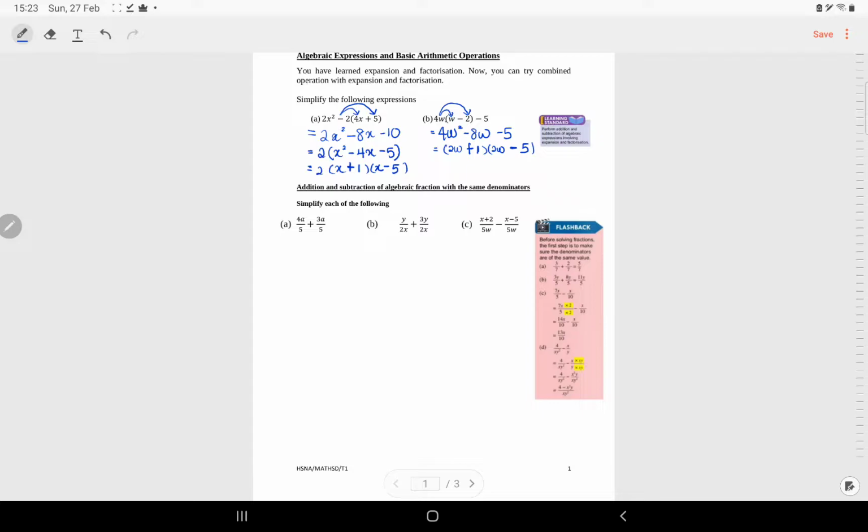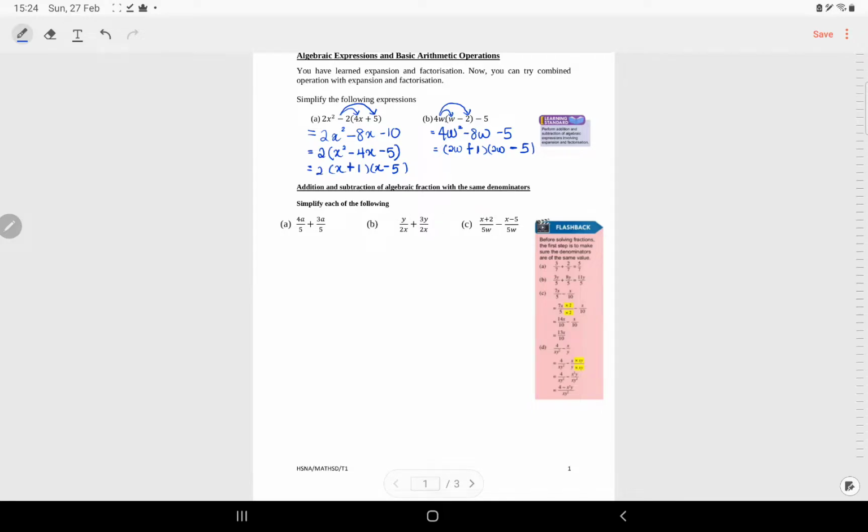So the point is, before we do addition and subtraction, the denominators are the numbers that are below the fraction, the bottom part here. These are denominators. So before we can add or subtract, the denominators must be the same. That's the first step. Denominators must be the same. And if it is the same, then you can add or subtract the numerators. Again, numerators are the numbers or the expression at the top of the fraction.